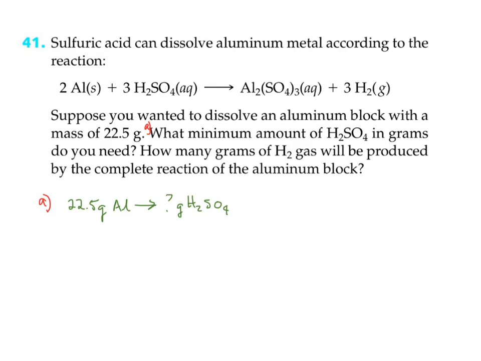They give the balanced chemical equation, and they say, suppose you want to dissolve 22.5 grams of solid aluminum. The first problem is how many grams of H2SO4 do you need? So for problem A, the first question, we're going from 22.5 grams of aluminum to grams of H2SO4.